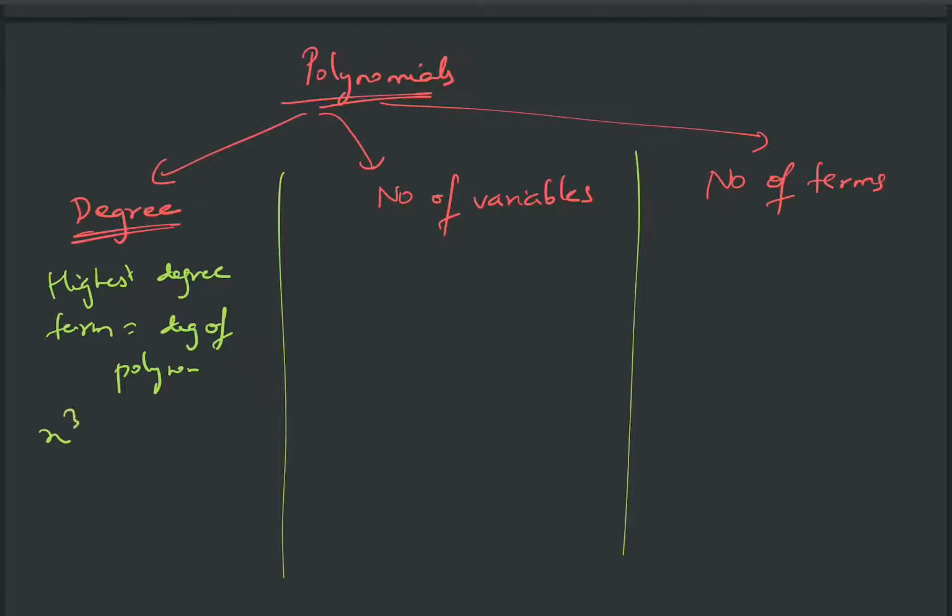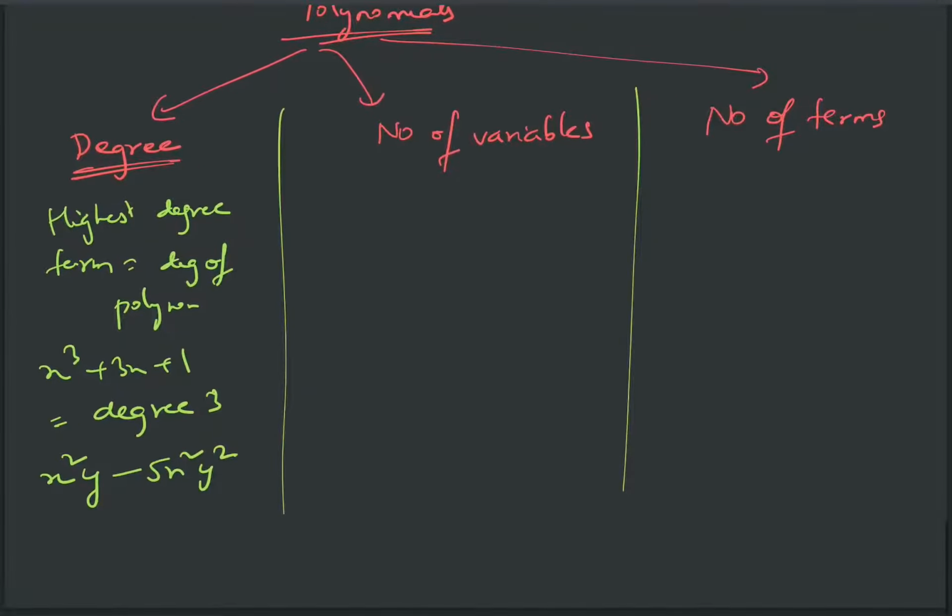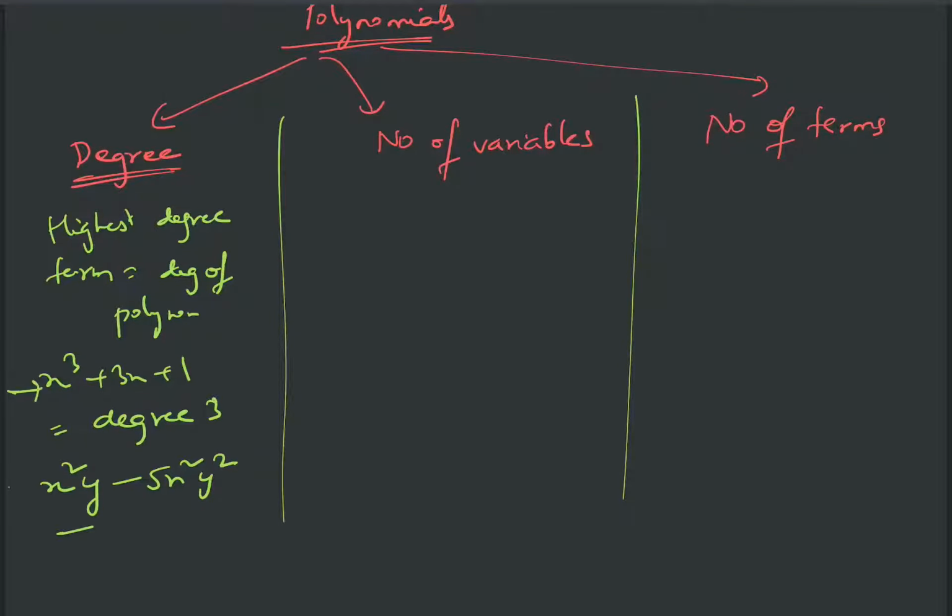For example, x cube plus 3x plus 1 is a polynomial of degree 3, right? And if I take x square y minus 5x cube plus 5x square y square, then this is a polynomial of degree 4, right? Because you see the highest degree term is of 4th degree, x square y square. So this is also a polynomial of degree 4, but you see this polynomial has 2 variables, x and y. So that is what we are going to see, number of variables.